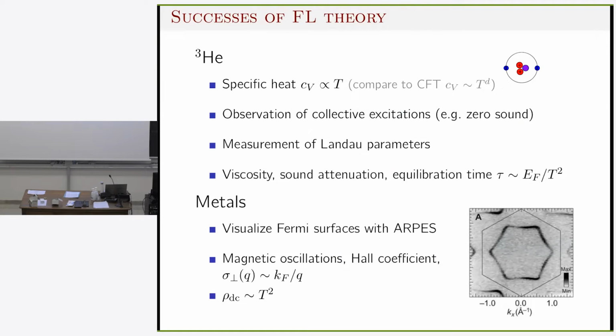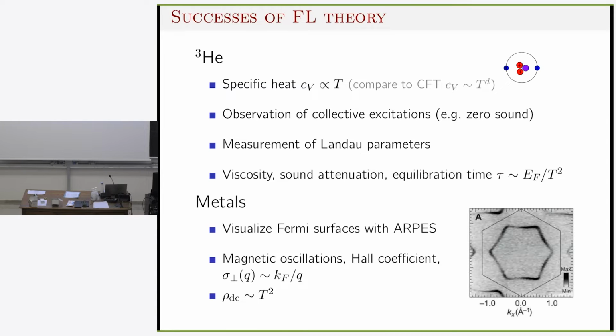It has a number of applications. Probably the textbook application is helium-3. So helium-3 is an atom that has an odd number of fermions, so it's fermionic. If you cool it, it becomes a Fermi liquid, so you can do a bunch of experiments on it. And a lot of predictions from Landau's theory of Fermi liquids are borne out.